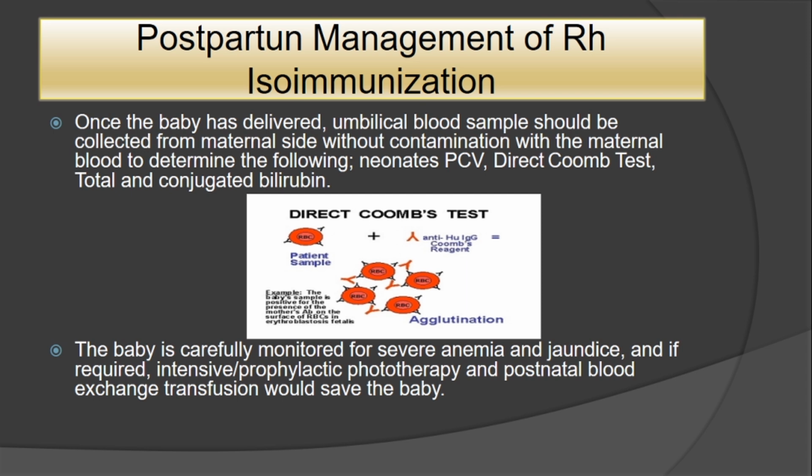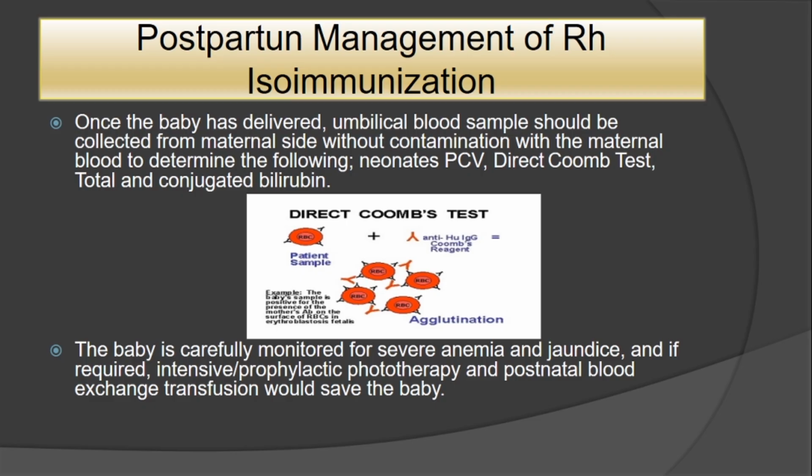And we obtain the blood sample to determine the following. The PCV, the baseline PCV of the neonate. We also do direct Coombs test. For the mother, I mentioned that we do indirect Coombs test. But in the fetus, we're going to do direct Coombs test because the fetus is assumed to have the RhD antigen. And we also determine the total and conjugated bilirubin, the baseline. Because these are some of the problems that the fetus can have.